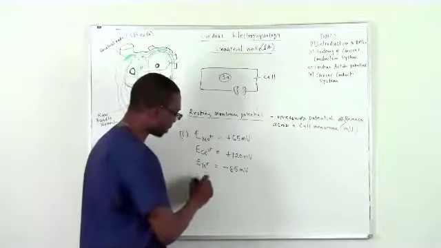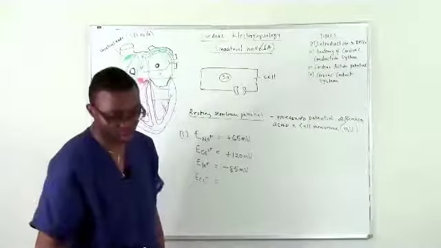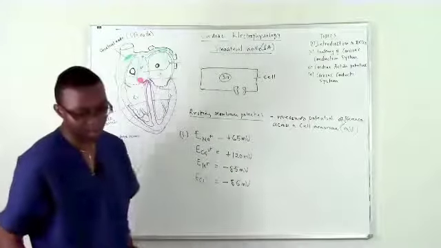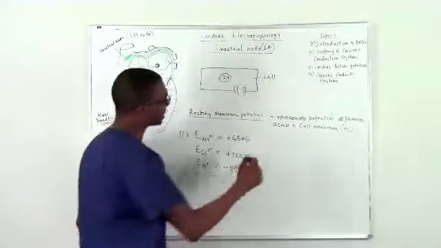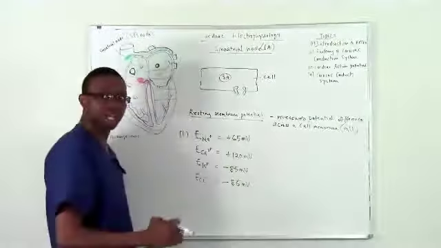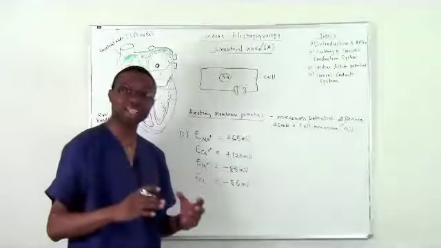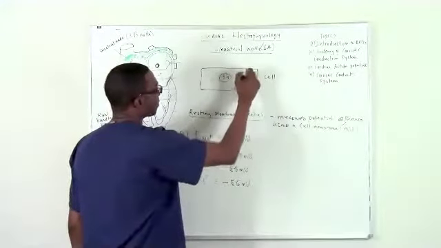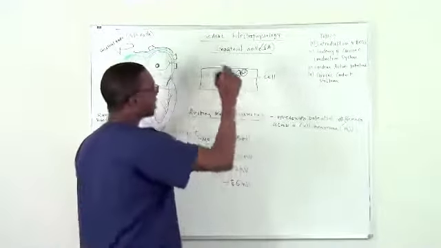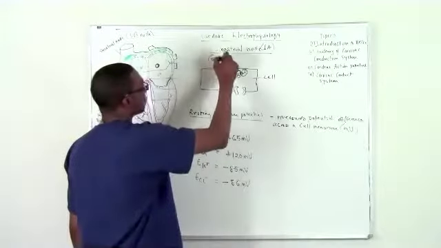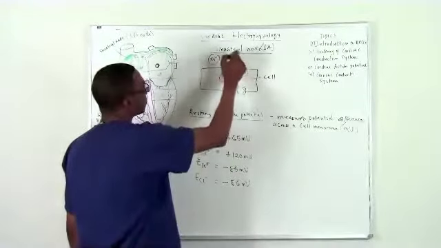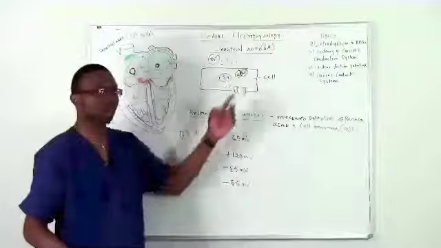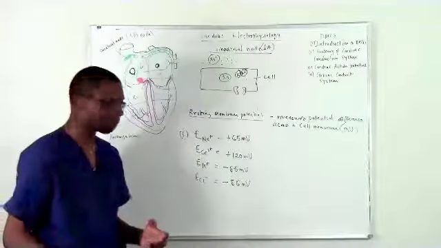And the last anion we're going to talk about is chloride, which has a resting membrane potential of negative 85 millivolts. Now let's take a look at a cell. A normal cell has a lot of potassium inside the cell, while there's a lot of sodium outside the cell.